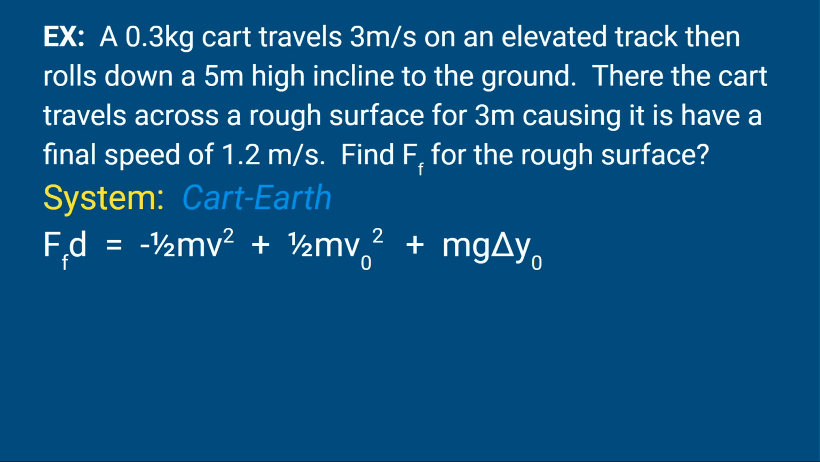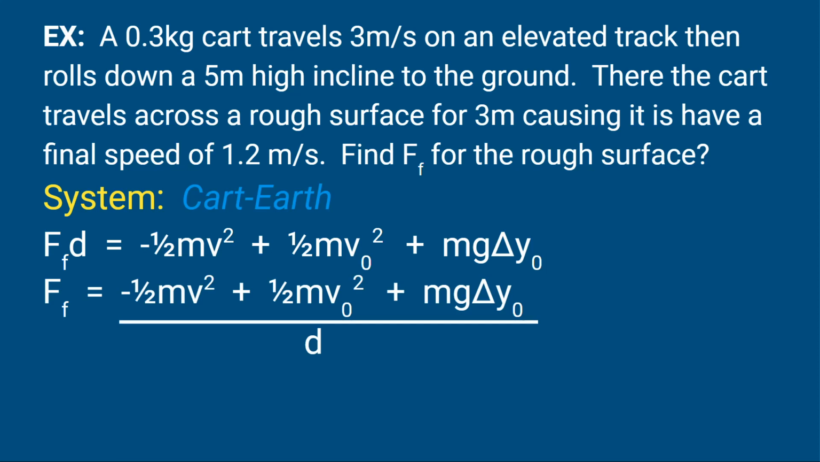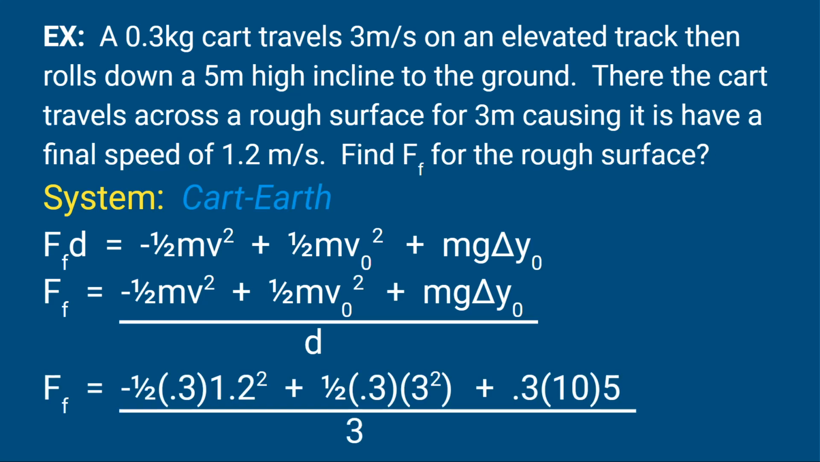From here, I just need to divide both sides by that distance, and now I can substitute in. So now you're going to plug your numbers in. When you plug them in from the question, you get this. Yes, it looks lengthy, but it's not super difficult math. As long as you type that correctly in the calculator, you should be good. When you enter this, you get a force of friction of 5.378 newtons.